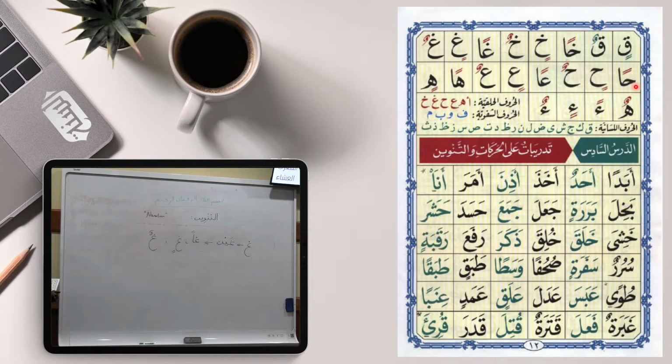Good. So the ha is high pitched. Ha fathatan, han. Ha kasratan, hin. Ha dhammatan, hun. Han, hin, hun. You see how the high-pitched nature of the ha has been maintained from the middle of the throat. Ha fathatan, han. Ha kasratan, hin. Ha dhammatan, hun. Han, hin, hun.